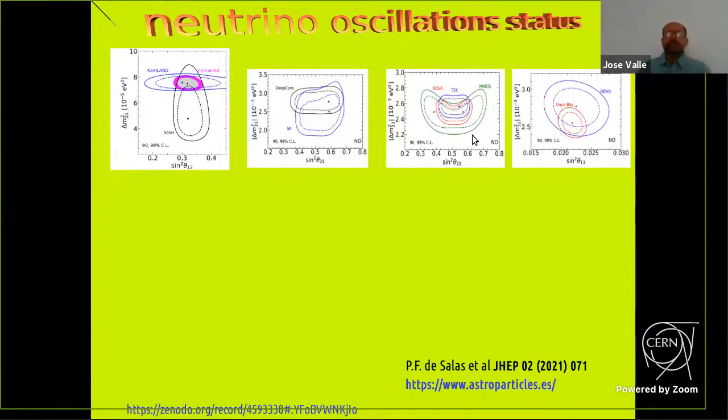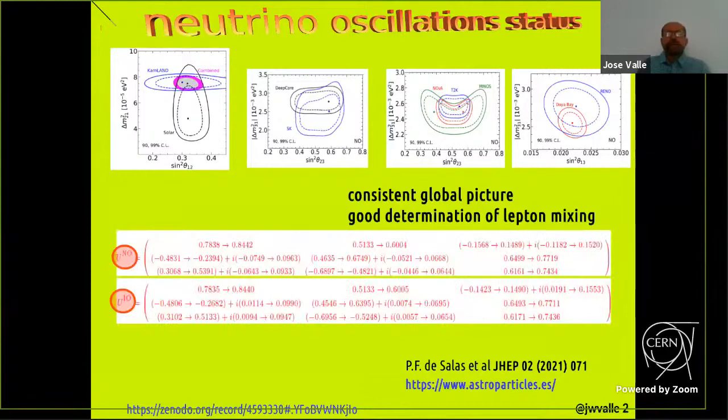These have been followed by reactor and accelerator-based studies, which have not only confirmed the oscillation phenomenon, but also improved parameter determination. So much so that, in fact, we now have a quite consistent global picture with a good determination of the lepton mixing parameters. These are the leptonic analogs of the CKM matrix elements characterizing the quark weak interactions.